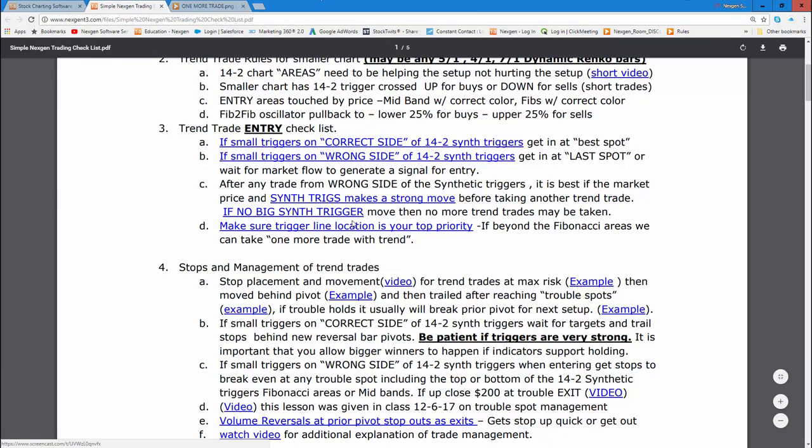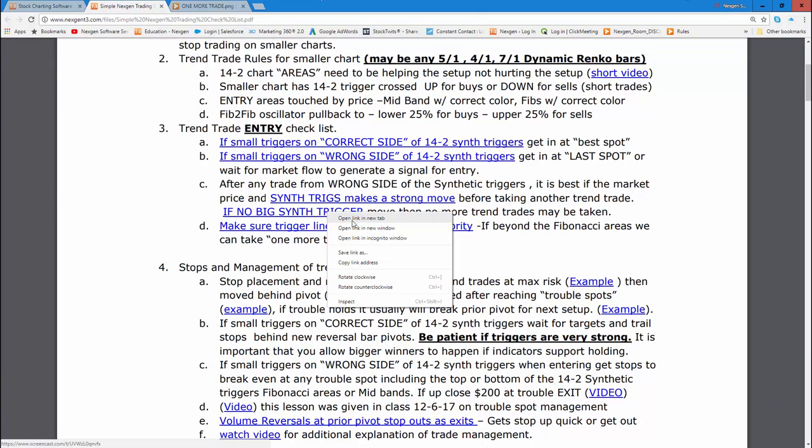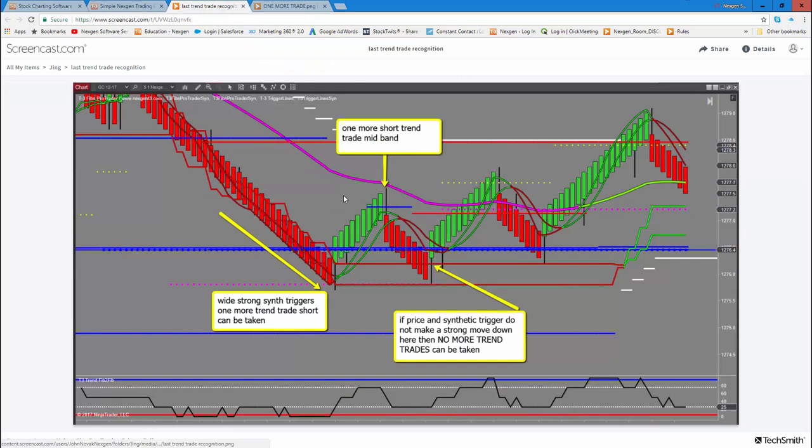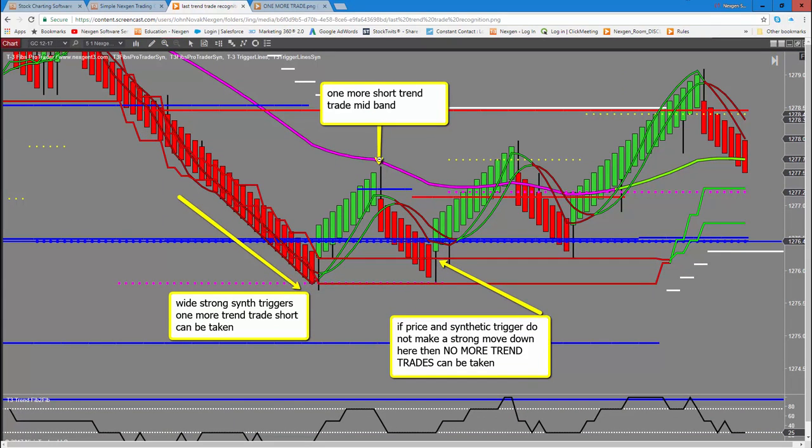The other lesson that you're going to see here shortly in the video is this lesson. Again, if a market makes a strong move, we're going to do one more trend trade short. And if we get back to a double top, double bottom, fibs, whatever the case is, if the synthetic triggers don't make a move to the downside, no more short trades. And usually we end up going the other way, or depending on what the areas look like, we may do another short trade from over here.